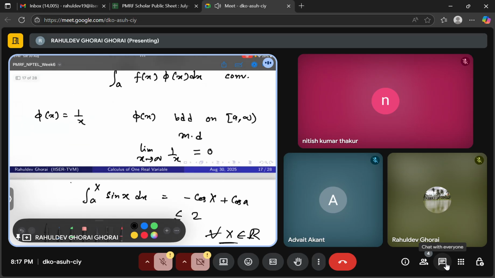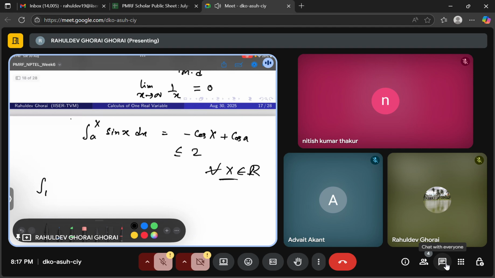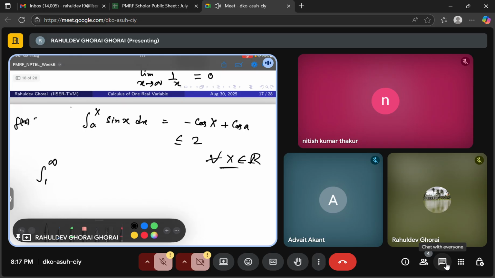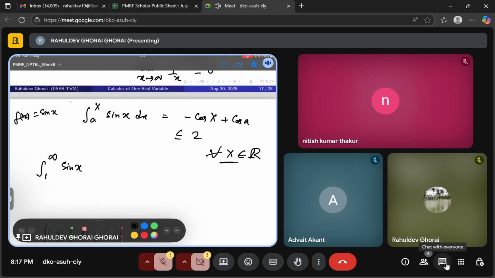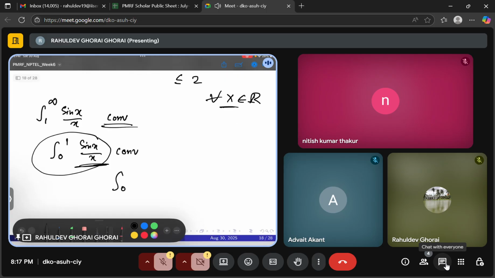1 by x is bounded and monotonically decreasing on a to infinity. So then we can say, taking a equal to 1, the integral from 1 to infinity of f(x) times phi(x) converges. Here f(x) is sin x, times phi(x) which is 1 by x. So the integral of sin x by x is convergent. And we knew that the integral from 0 to 1 of sin x over x was convergent because it has no problem; sin x over x is very nice between 0 and 1. So we can say that the integral from 0 to infinity of sin x over x converges.